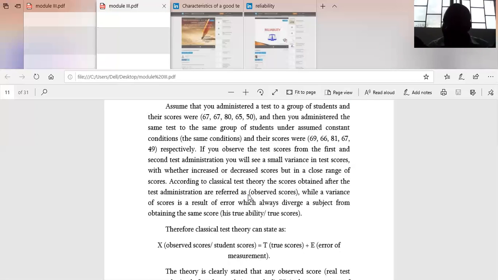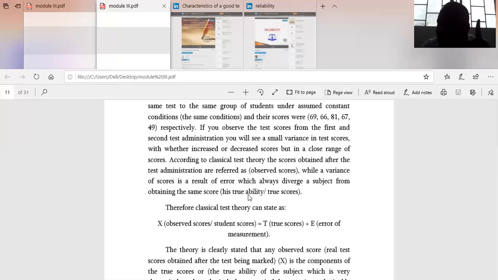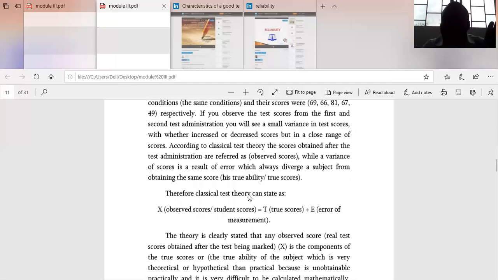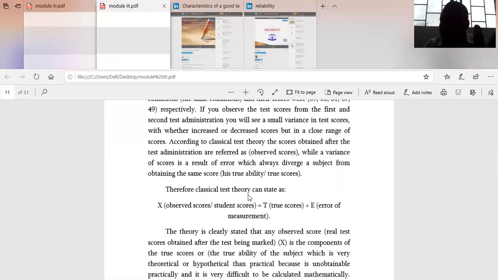Now, the theory clearly states that any observed score, or the test score obtained after the test is administered, which is X, is the component of the true score and error.